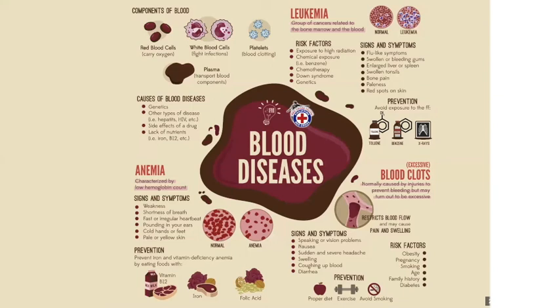There are three main types of blood diseases: leukemia, anemia, or blood clot related diseases. Firstly, leukemia. Leukemia is just like blood cancer. It is caused by abnormal bone marrow.